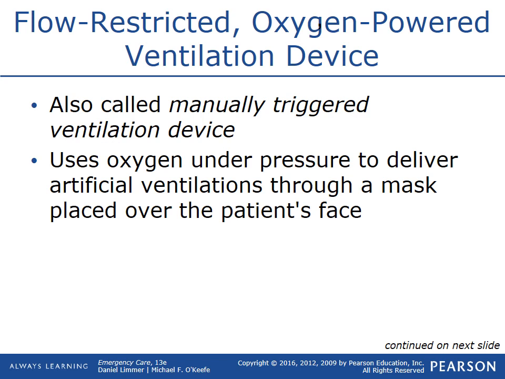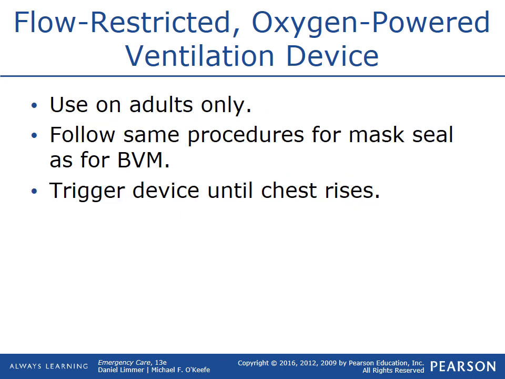So, a flow-restricted oxygen-powered ventilation device is also called a manually triggered ventilation device, or years ago they used to call it a demand valve. It uses oxygen under pressure to deliver artificial ventilation through a mask placed over the patient's head. These deliver higher pressure, so you want to be sure that it has a relief valve so that too much pressure isn't put into the airway. You can only use it on adults.